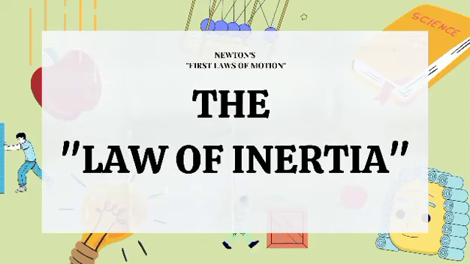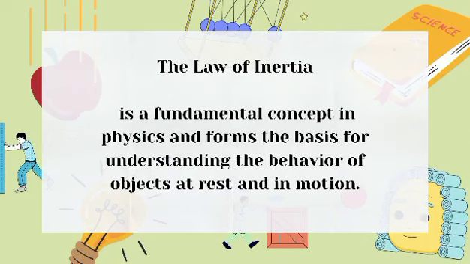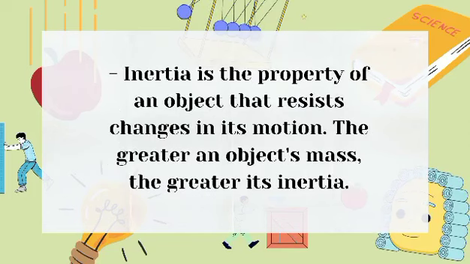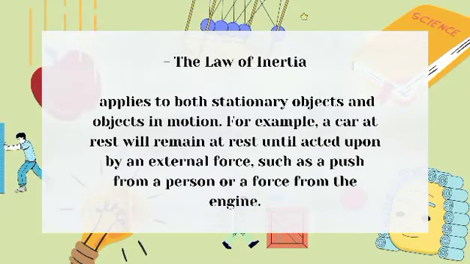But for today's video, we're only discussing the law of inertia. As I said a while ago, it is the first law among Newton's three laws of motion. The law of inertia is a fundamental concept in physics and forms the basis for understanding the behavior of objects at rest and in motion. Here are a few more things to know about this law. Inertia is the property of an object that resists changes in its motion. The greater an object's mass, the greater its inertia. The law of inertia applies to both stationary objects and objects in motion.